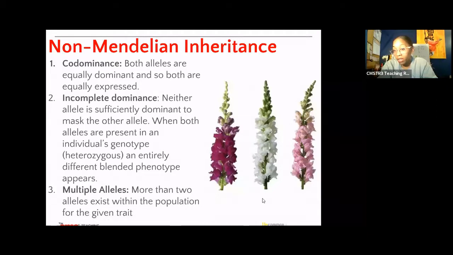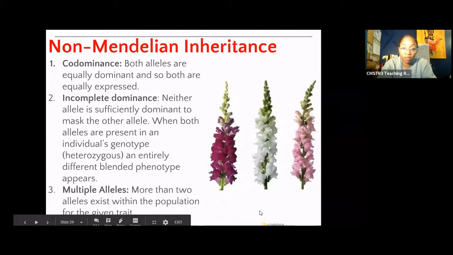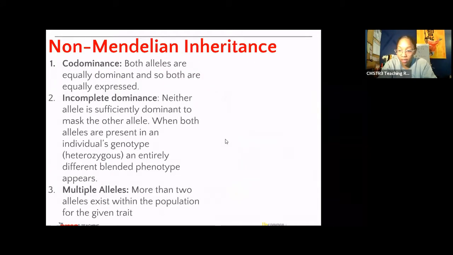Another form of non-Mendelian inheritance is multiple alleles, and that just means you have more than 2 alleles that exist within the population for that given trait. Did I put a picture up? Yes, I did. So I'm gonna go to that example in a second. Easiest way to think about multiple alleles is blood type. So all of us have a blood type, A, B, or O. If you are type A or type B, your blood type is determined by 2 alleles. So you could be BB, which means you have both the dominant, or you could be BO, which means you have the dominant and the recessive.